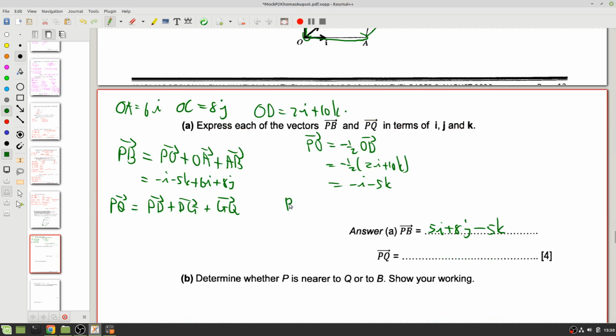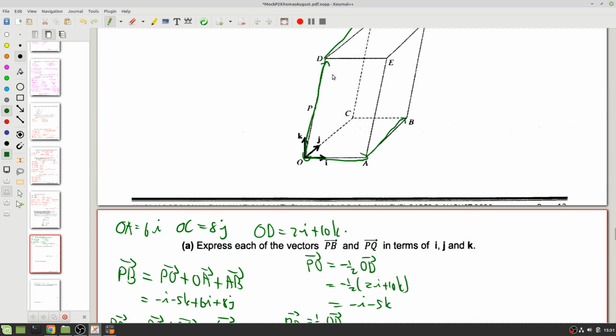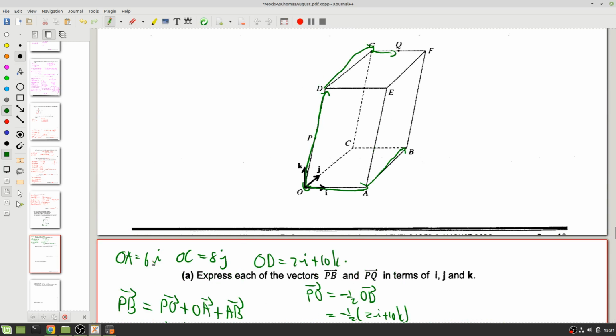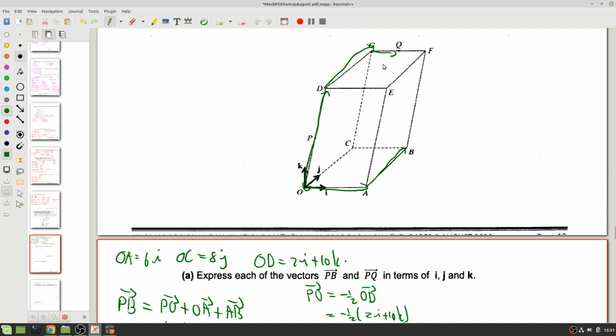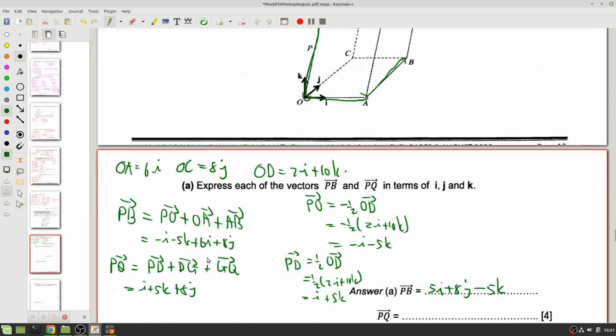Okay, so let's do that in rough work. So PD equals half of OD, which is a half of 2i plus 10k, and that gives us 1i plus 5k. Okay, so PD is 1i plus 5k. Then DG. DG is the same as OC, so that's 8j as we can see here. So DG is 8j. And then GQ. GQ is just half of GF, and GF is the same as OA. So let's write that down.